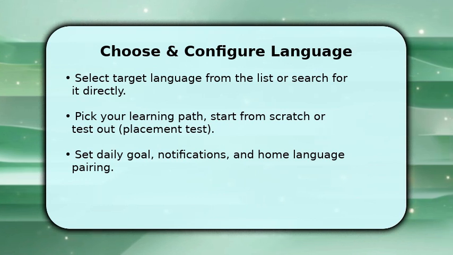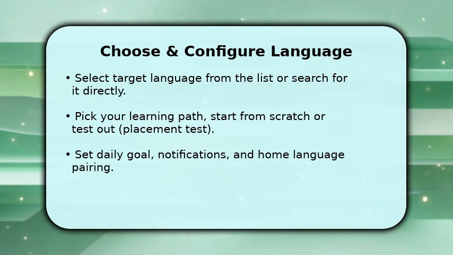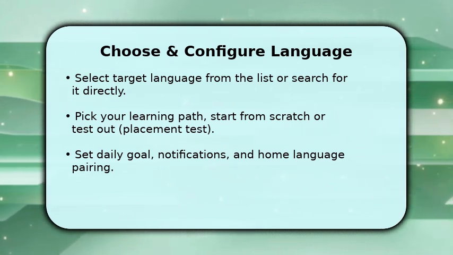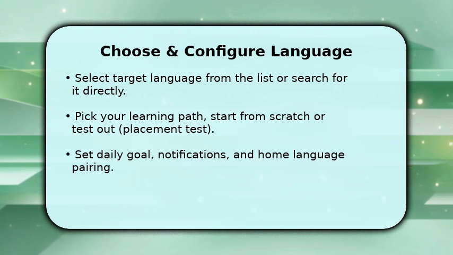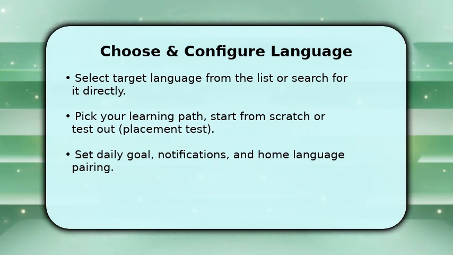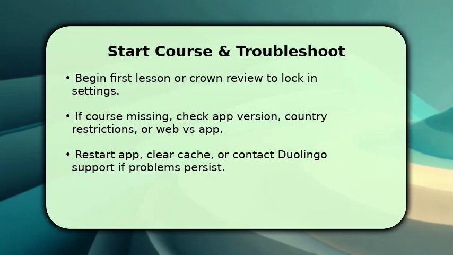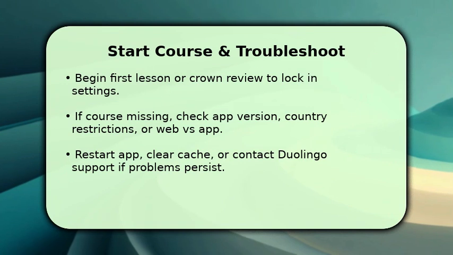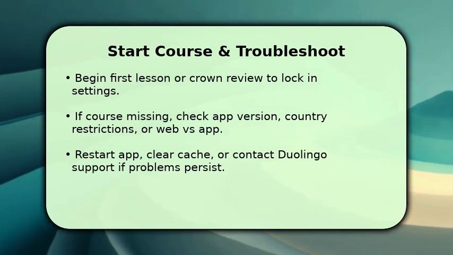Make sure you pick the correct home language pairing so instructions and tips are clear. Then set your daily goal and enable notifications. This increases consistency. If you're on mobile, confirm the course appears on your home screen so you can access it instantly. Begin the first lesson or a placement exercise to finalize the course edition. This locks settings and creates your progress path.